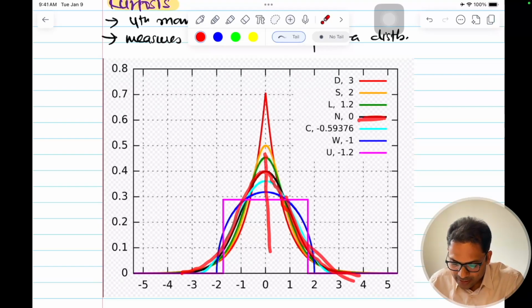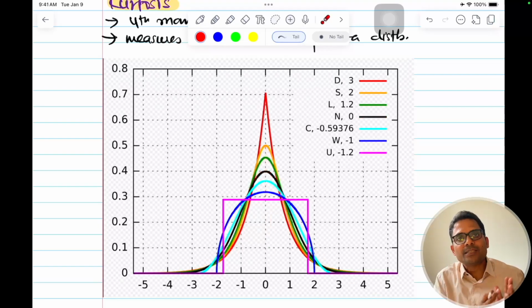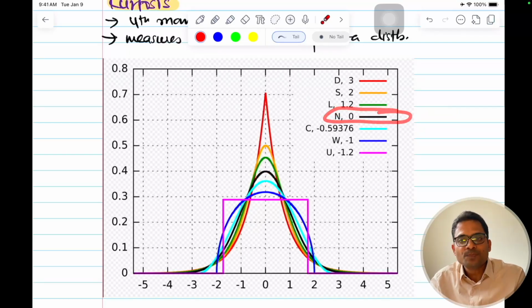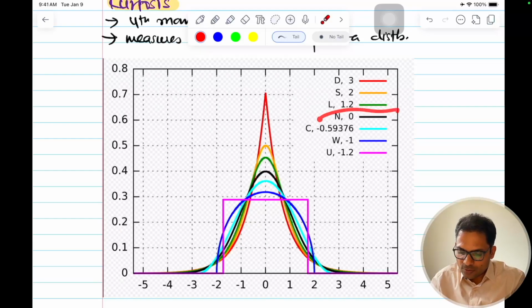Normal peak, normal tail. This is the normal. Everything is measured against normal, so this is my reference. This black one is my normal. The kurtosis for this is taken as 0, and this is a reference for all. So all these kurtosis values are measured with respect to normal. This is 0, and everything like Laplace is the green one. S is the secant one, the orange one.